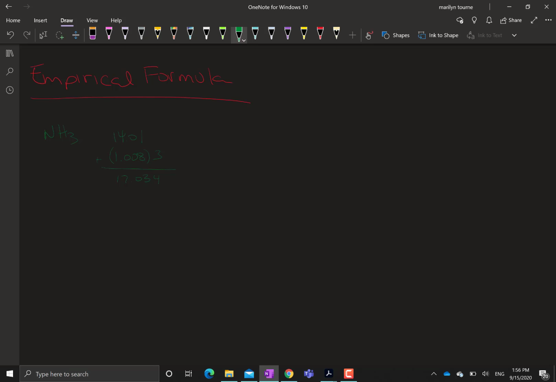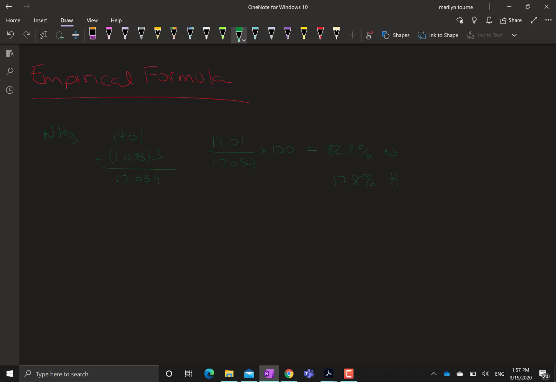Now, to find the part of nitrogen, all you would do is put the part of nitrogen over the whole compound, which would be 14.01 over 17.034 times 100, because I want to find the percent composition. If you do that, you should get 82.2%. There's only 2 different atoms in this molecule. The other one happens to be hydrogen. So if this is the nitrogen percent, then the hydrogen percent must be 100 minus 82.2, 17.8%.